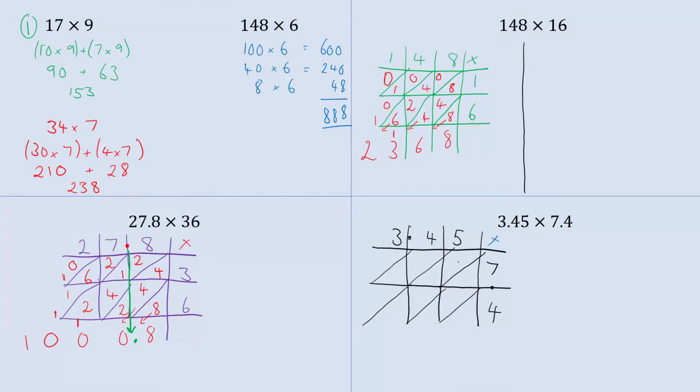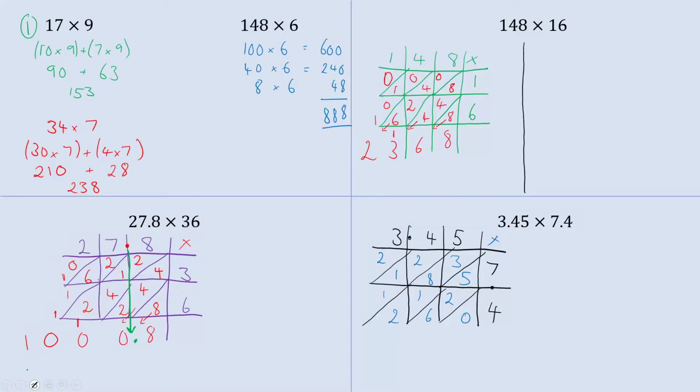We're timesing these two things. So 5 times 7 is 35. 5 times 4 is 20. 4 times 7 is 28. 3 times 7, 21. 4 times 4 is 16. 3 times 4 is 12. Okay, I've not done any of those boxes in any particular order. So long as we get all of those numbers in those positions within those boxes, we're good.